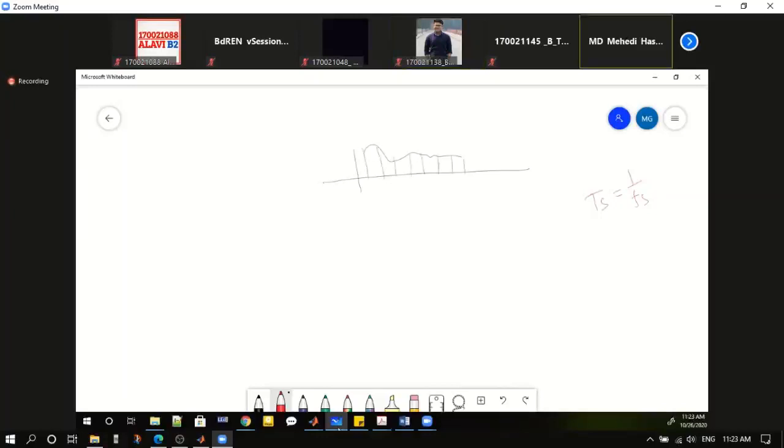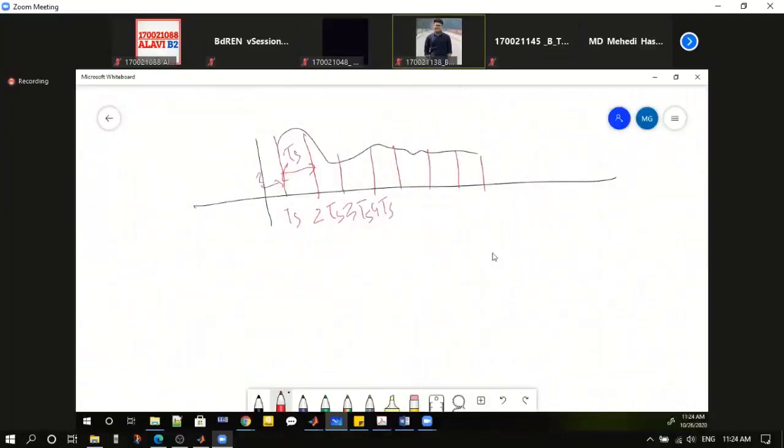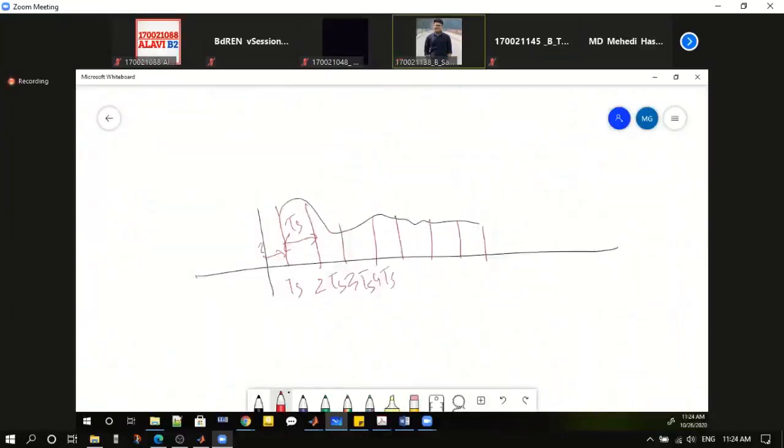So what is the distance between them? Sir, TS. This is TS, this is 2TS, this is 3TS, this is 4TS. The consecutive gap between them is TS. So now you don't have your original signal. You have the sampled version of the original signal. So that means this will become discrete, isn't it? Yes, sir.